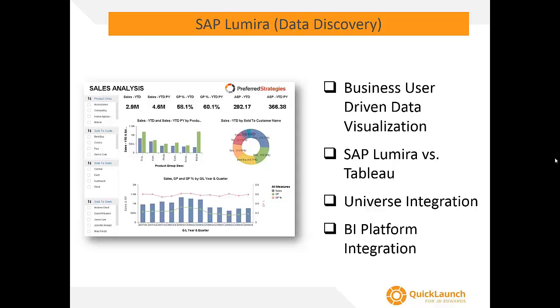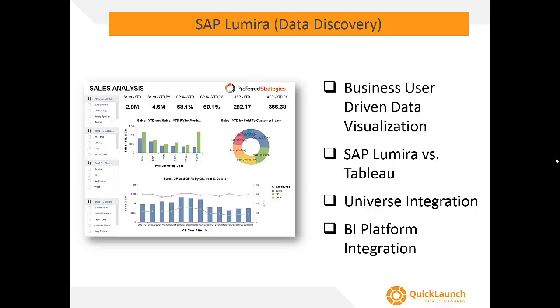You can definitely convert a UNV to a single source UNX. There's a wizard that walks you through it in the new Information Design Tool. You just select the universe, click next through a series of options, and then it creates a copy of that universe as a UNX. So it's not actually converting the original UNV to a UNX. It's creating a copy of the universe as a UNX.